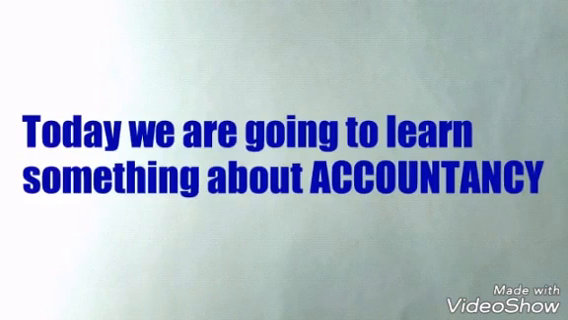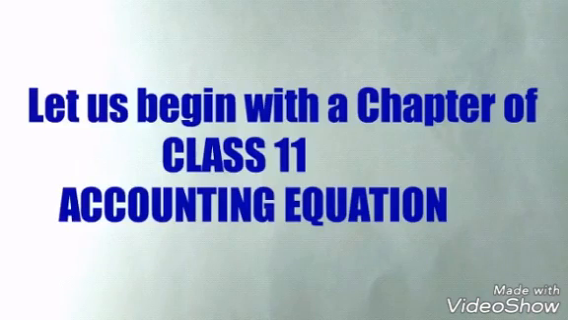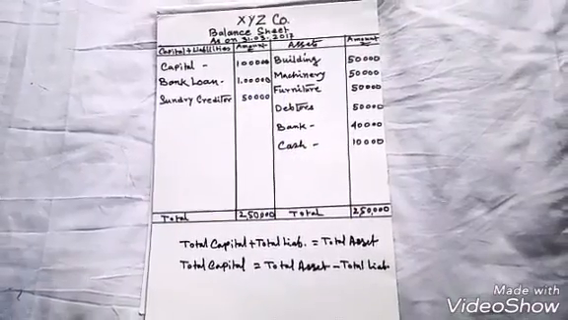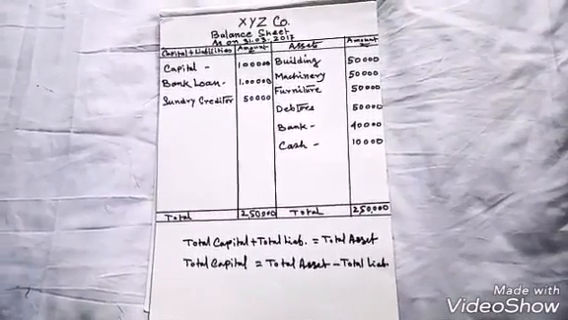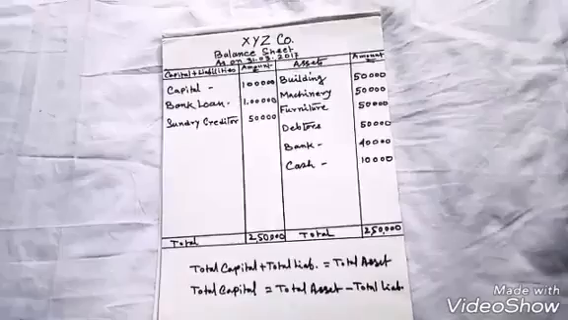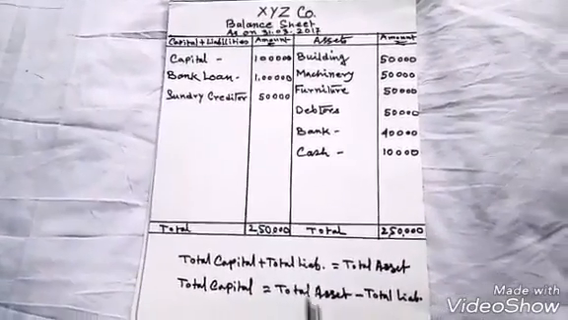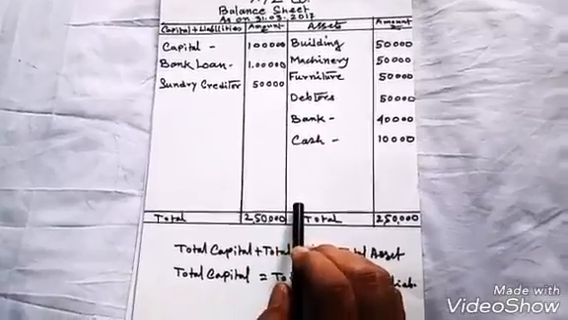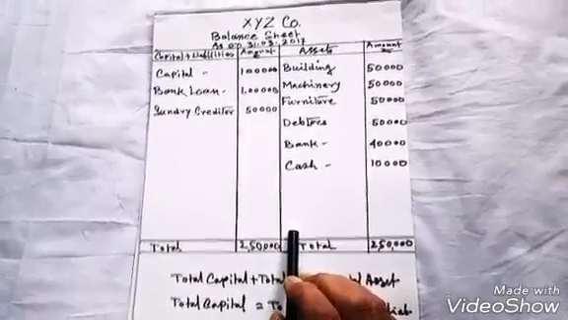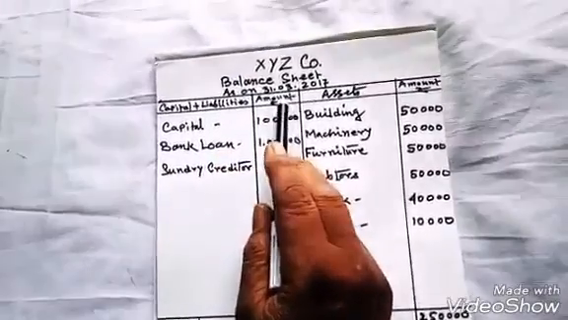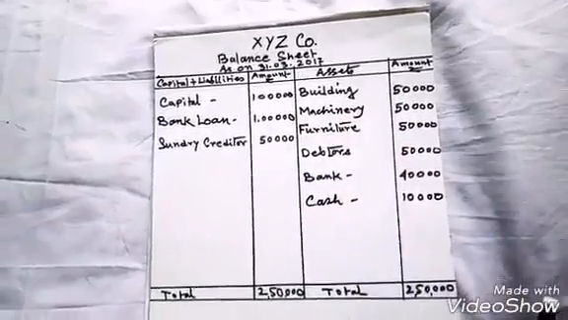Today we are going to learn something about accountancy. Let us begin with the chapter Accounting Equation. Before we start, let us have a look at a balance sheet. See, this is a balance sheet of XYZ company, as on 31st March 2017.